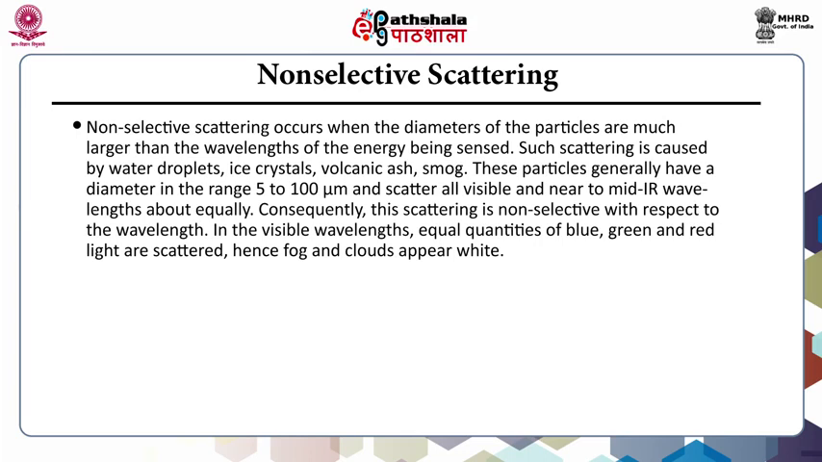Non-selective scattering occurs when the diameters of the particles are much larger than the wavelengths of the energy being sensed. Such scattering is caused by water droplets, ice crystals, volcanic ash, smoke. These particles generally have a diameter in the range 5 to 100 micrometer and scatter all visible and near to mid-IR wavelengths about equally. Consequently, this scattering is non-selective with respect to the wavelength. In the visible wavelengths, equal quantities of blue, green, and red light are scattered, hence fog and clouds appear white.